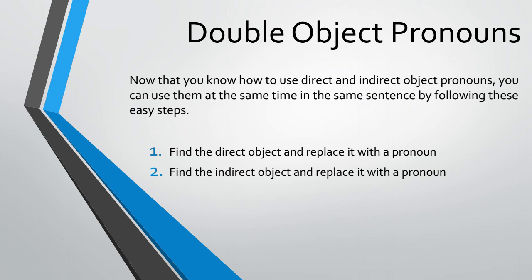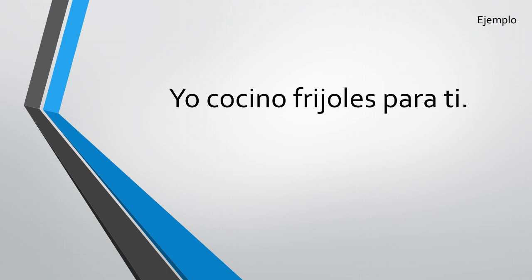So first, you're going to find the direct object and replace it with the pronoun. And then you'll find the indirect object and replace it with the pronoun. So really, you're doing what you already did in the last two videos. You're just doing both of those things at the same time. Let's work through an example together.